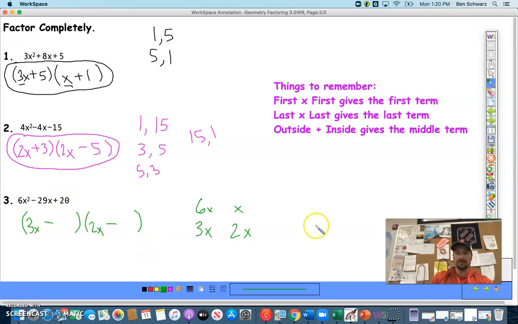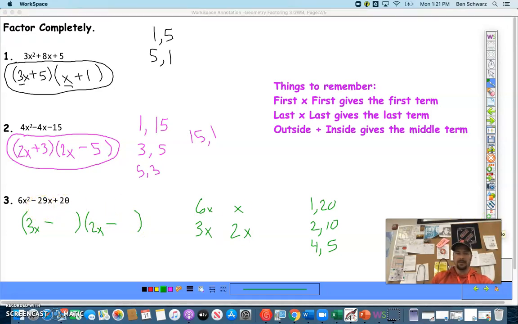Okay, so now I'm thinking factors of 20: 1 and 20, 2 and 10, 4 and 5. Now if I did 1 and 20, for example, I would get negative 2, negative 60 on the outside. That's nowhere close. Then let's say I tried 2 and 10. That's minus 4, minus 30. That doesn't work. Let's say I tried 4 and 5. That's minus 8, minus 15. That's negative 23. That doesn't work.